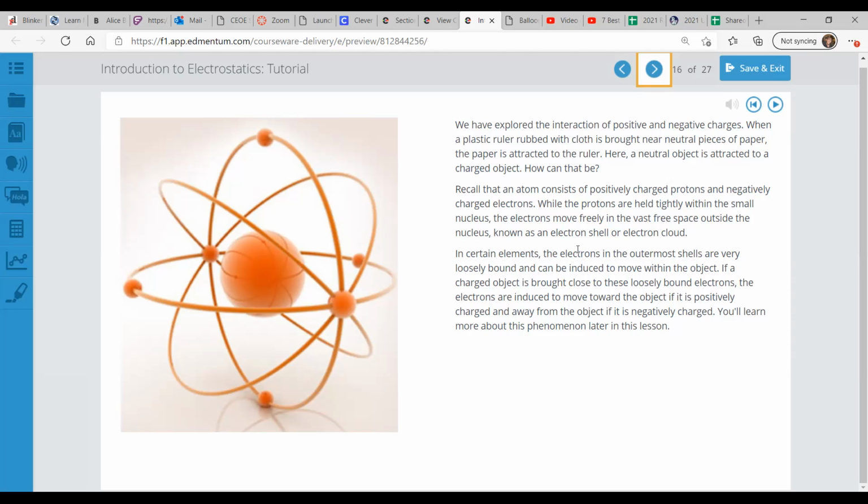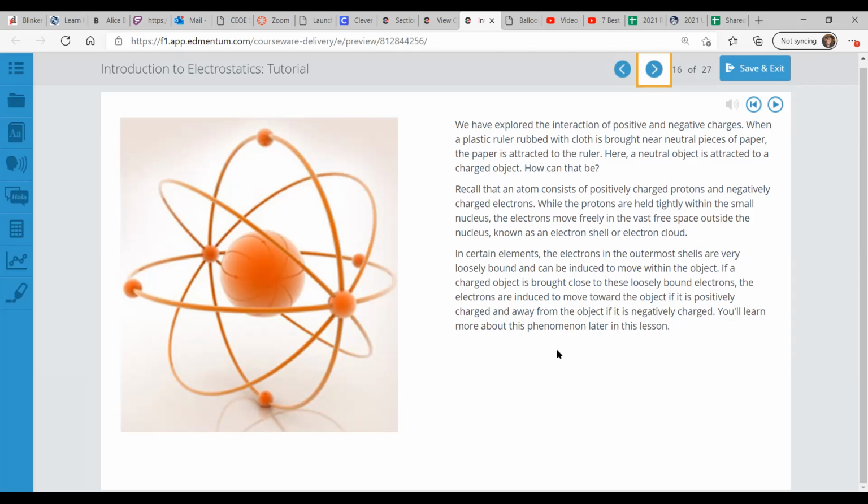While the protons are held tightly within the small nucleus, the electrons move freely in the vast free space outside the nucleus, known as an electron shell or electron cloud. So we have this tight nucleus, and yet around it there's this cloud, a shell of electrons that are moving all over the place. In certain elements, the electrons in the outermost shells are very loosely bound and can be induced to move within the object.